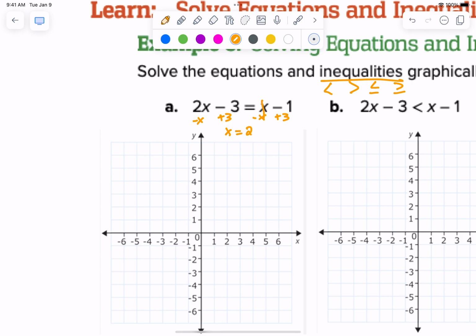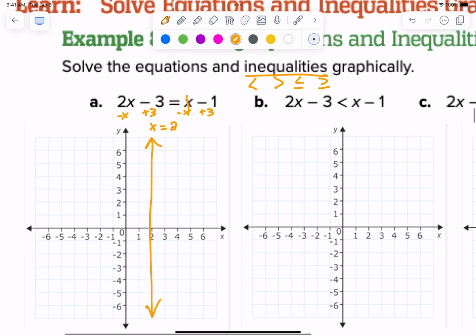How do you graph x equals 2? A straight line at 2, up and down. X equals 2. We solve for x, we graph the line. The up and down always confuses me. Okay. Now this one is the same thing again. We're going to subtract the x, add the 3, so x is less than 2.